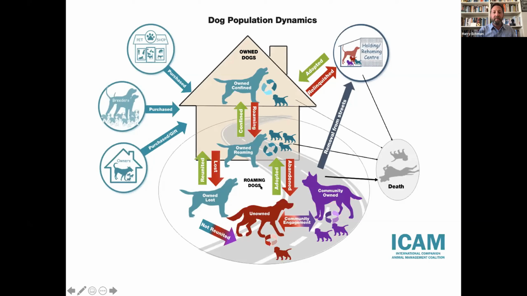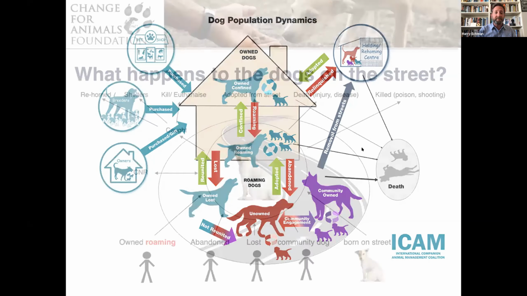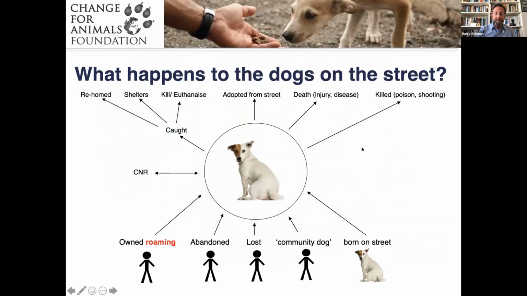This is an indication of all the problems that we're talking about and just showing how complex this issue of dog population dynamics is. So let's go back to this dog and the owned and roaming and abandoned. And I've also included community dogs here because these are dogs that live on the street but still have some kind of human ownership. There are people there who will feed them and look after them.